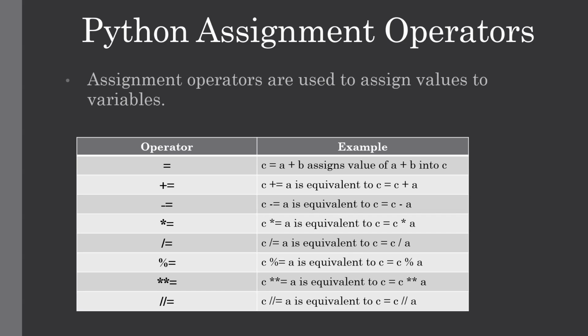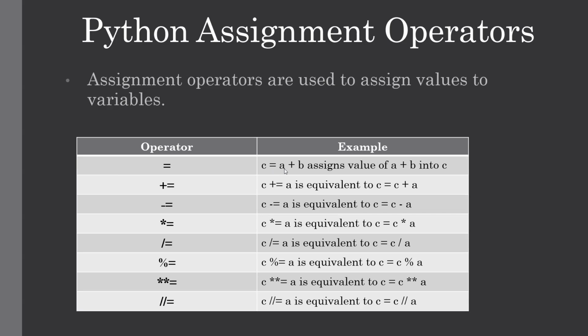Assignment operators are used for assigning values to variables. These are the following assignment operators in Python. We will see them one by one. You are already aware of the first assignment operator in this list that we have seen in our previous tutorials. The first operator, the equal to sign, is used for assigning the value from the right side operand to the left side operand. So here is the example.